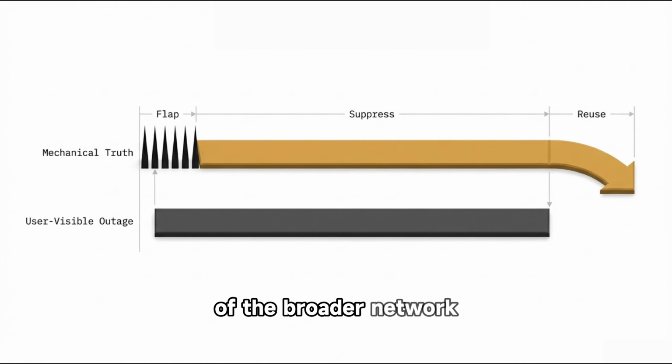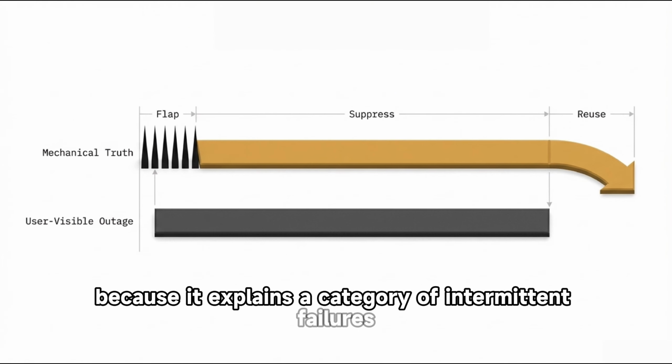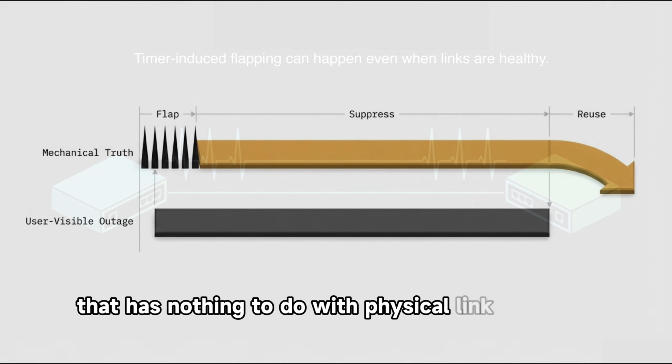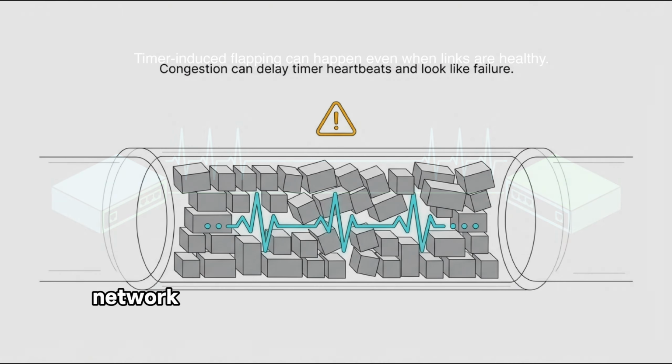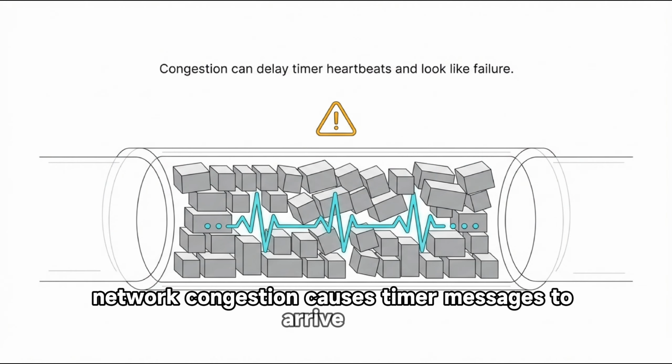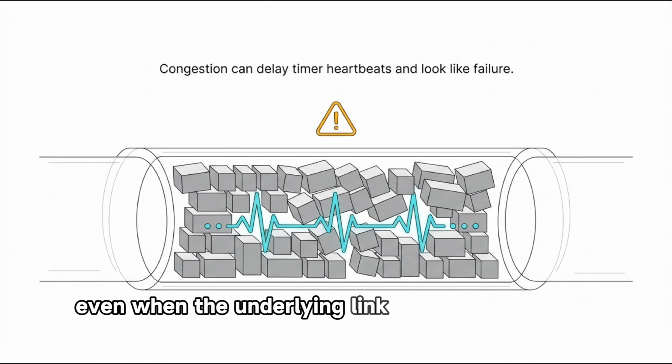There's another dimension to route flapping that's worth understanding, because it explains a category of intermittent failures that has nothing to do with physical link problems. Routing software makes decisions based on timers: hello intervals, dead timers, hold down periods. These timers are configurable, and when two neighboring routers are configured with timers that are subtly incompatible, or when network congestion causes timer messages to arrive late, routers can declare each other unreachable even when the underlying link is perfectly healthy.